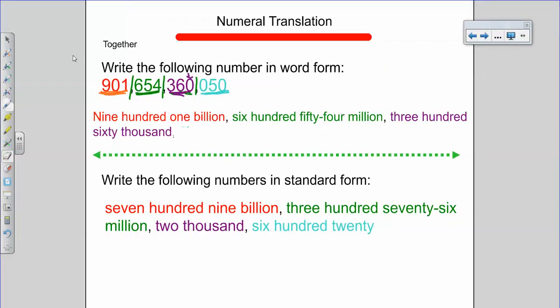Now I'm only looking at my turquoise numbers. You know what? Let Mrs. Hook make this bigger. Looking only at my turquoise numbers, I would say that number as 50. So then when I say the whole number out loud, I say it as 901 billion, 654 million, 360,050.